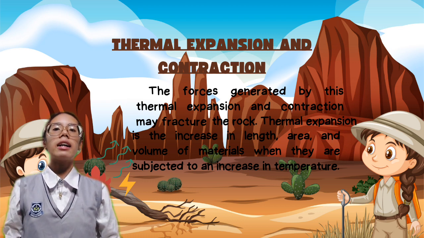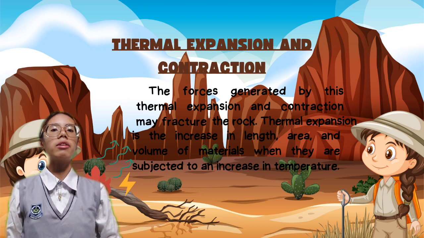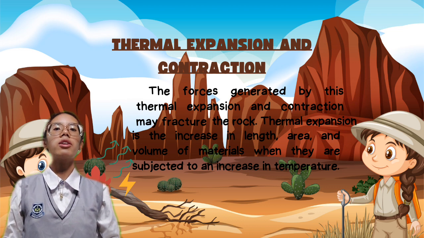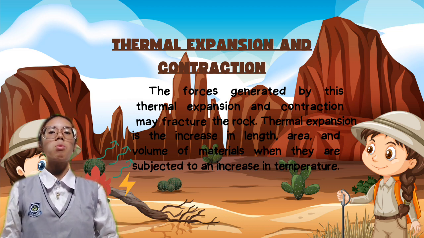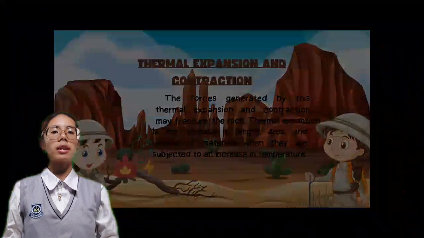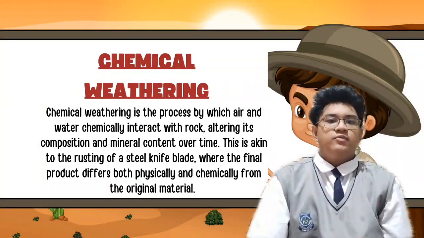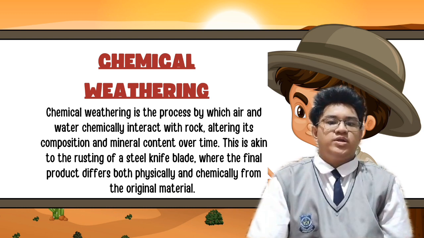After identifying the causes of mechanical weathering, let's dig into another type of weathering, which is chemical weathering. Chemical weathering is a process by which air and water chemically interact with rock, altering its composition and mineral content over time.